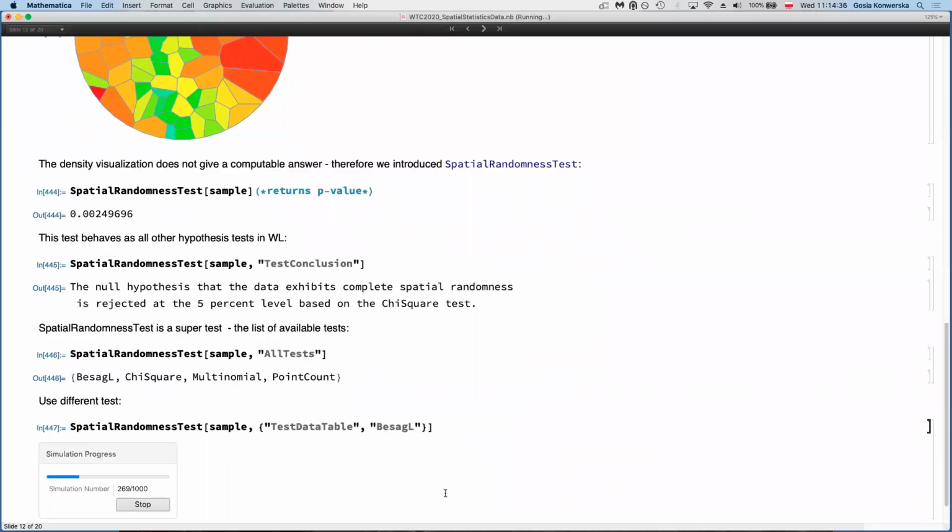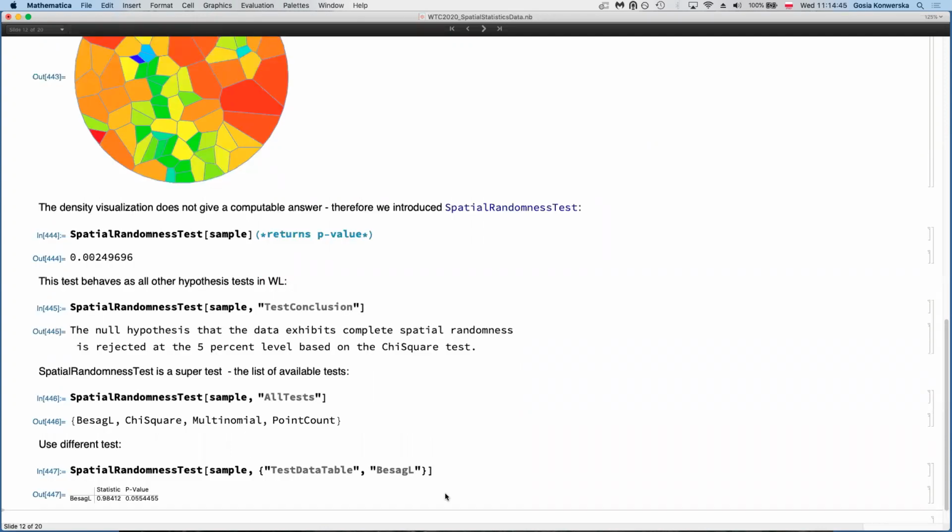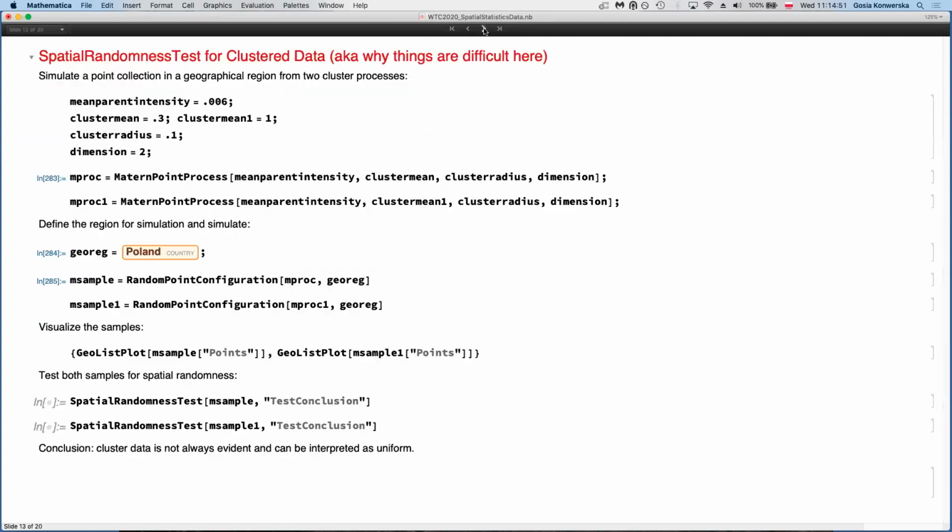And so the spatial randomness test is really a super test, and we have more tests available inside, and you can use another test, for example. And here the p-value is on the borderline. So it really varies, as always. Okay, and that was to show you that it's difficult to tell whether the data is truly spatially random. And this is another example that shows why things are difficult to tell.